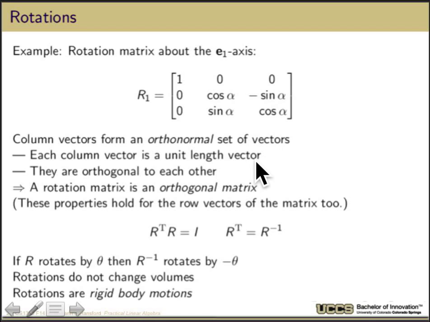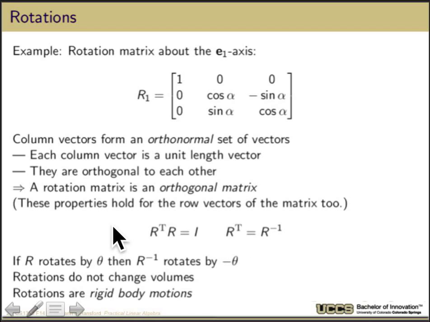So in fact, it's true in general that any rotation matrix, and it doesn't matter what axis it's rotating around, is an orthogonal, orthonormal matrix. Because it's orthogonal, the important properties hold that R transpose R is the identity matrix. That is, R transpose is its own inverse.